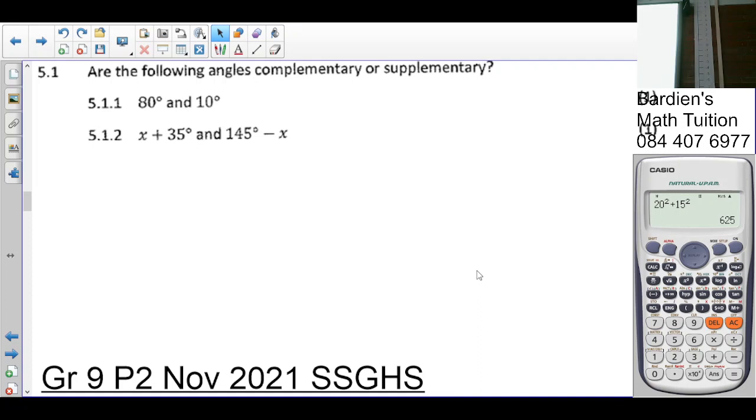Geometry. Right, here we are told the following angles are complementary. What does complementary mean? Adds up to 90. Supplementary? Adds up to 180.